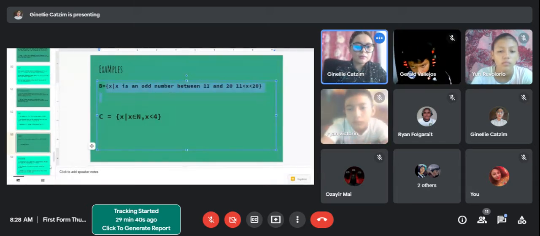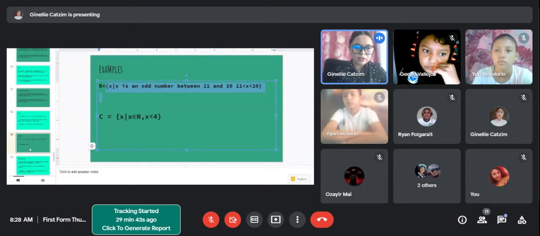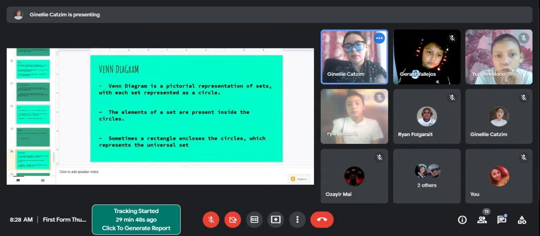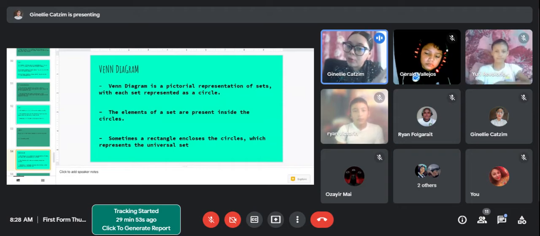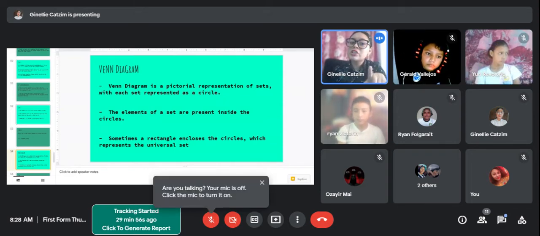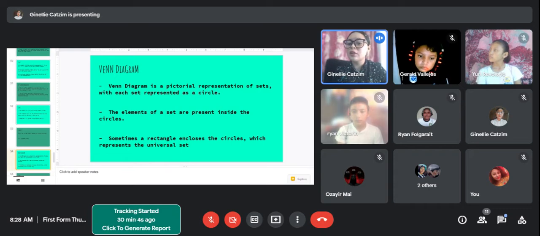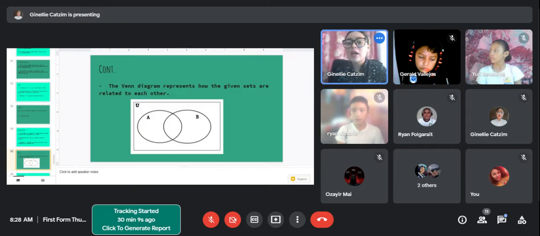So now that we have covered all of these ones, I want to cover a little bit about Venn diagrams. A Venn diagram is also a representation of a set, but it is a pictorial representation of a set, with each set represented as a circle. The elements of a set are represented inside the circle. Sometimes a rectangle encloses the circles, which represents the universal set. The Venn diagram represents how the given sets are related to each other.